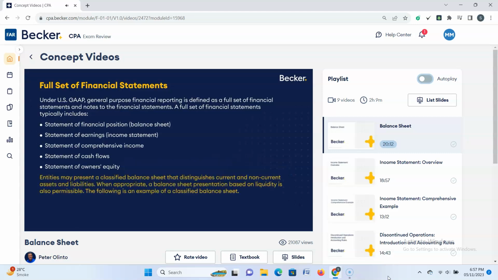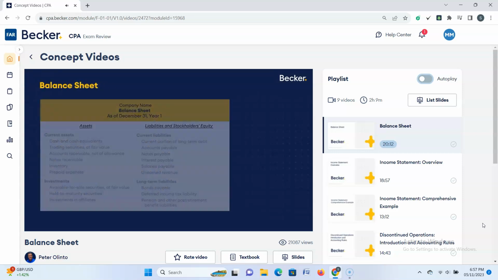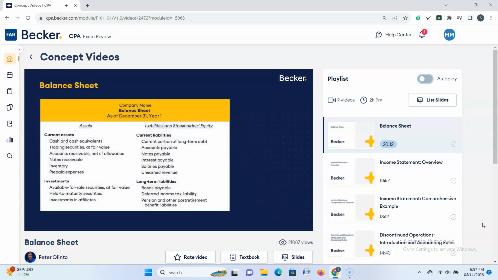Now, there's something called a classified balance sheet. We will show the world current and non-current assets. We will distinguish those. We will show current and non-current liabilities. We'll distinguish that. A balance sheet could even be based upon liquidity. Okay, that's also permissible. Here's an example of a classified balance sheet for you. Notice, first of all, the name of the company, the name of the financial statement, and then the balance sheet is cumulative. It's all the assets and liabilities we've accumulated as of a particular date.